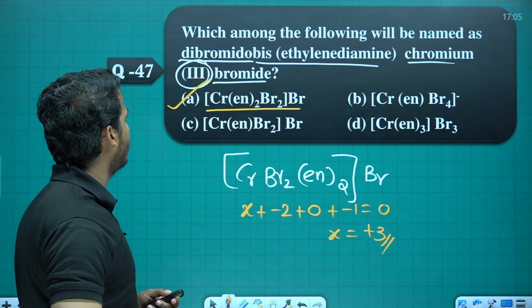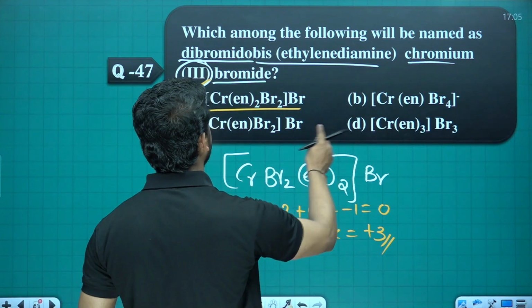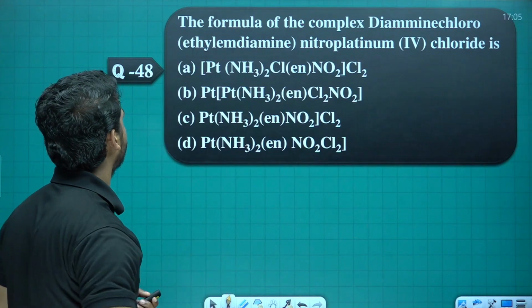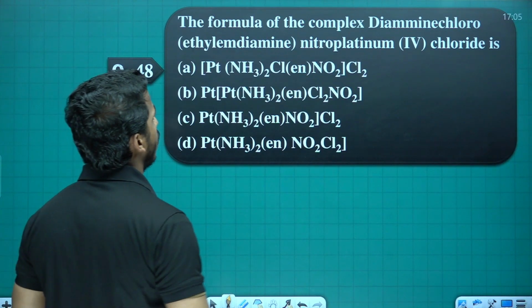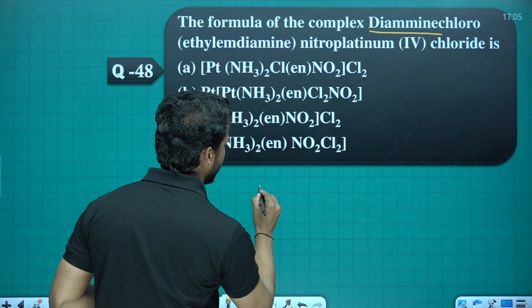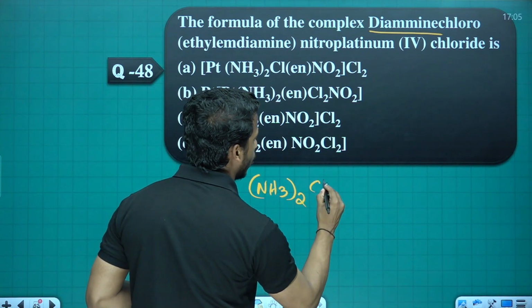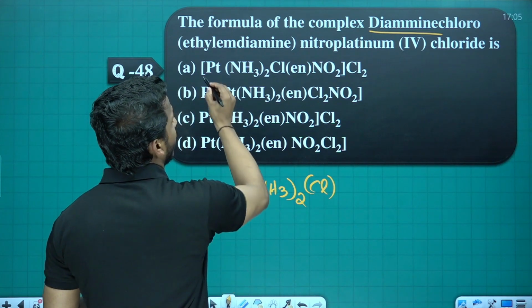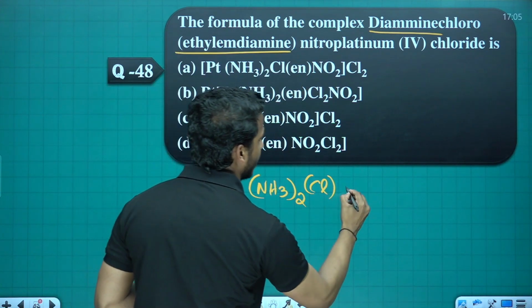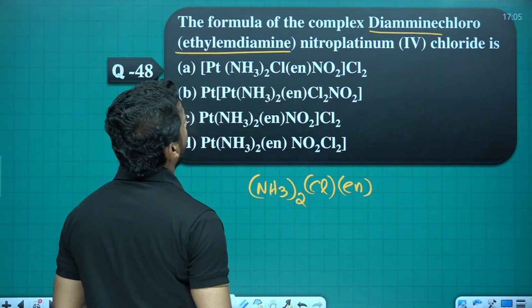Check it all. Bis, right? Bis, yes, En. This is tris. That's all. The formula of the complex again, diamine. What is diamine? NH3 twice. Diamine chloro. Chloro means Cl. Only ethylene diamine. Okay, that means only 1 En.